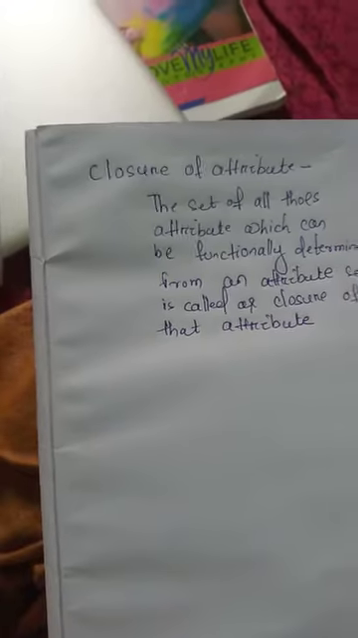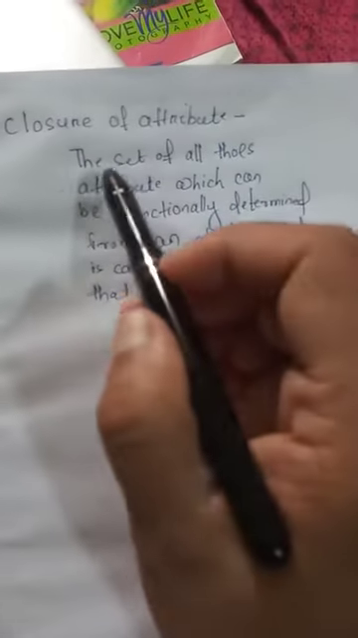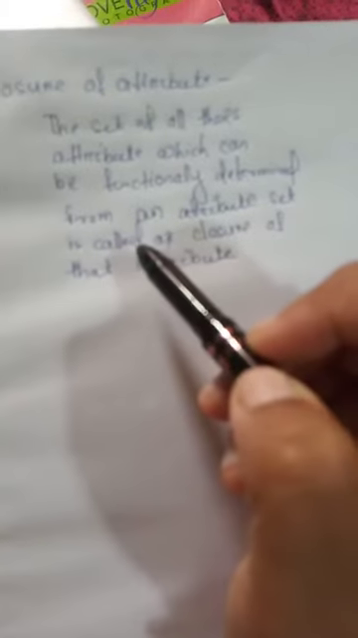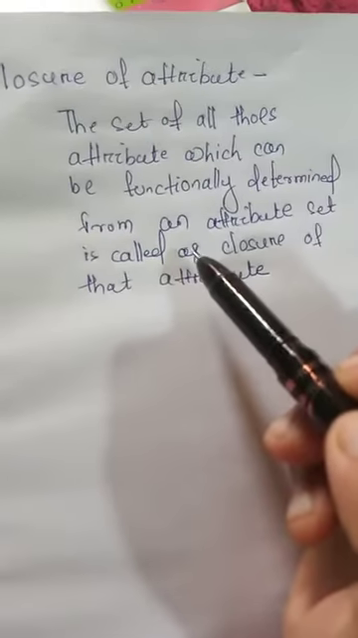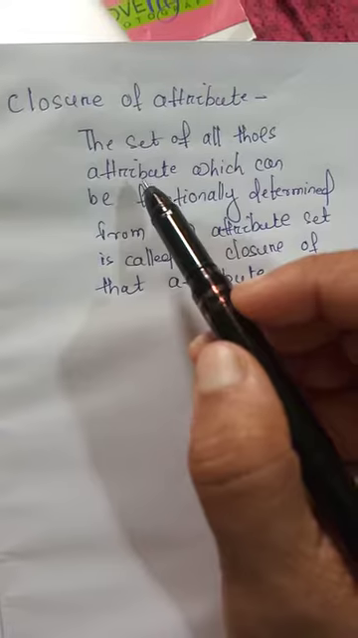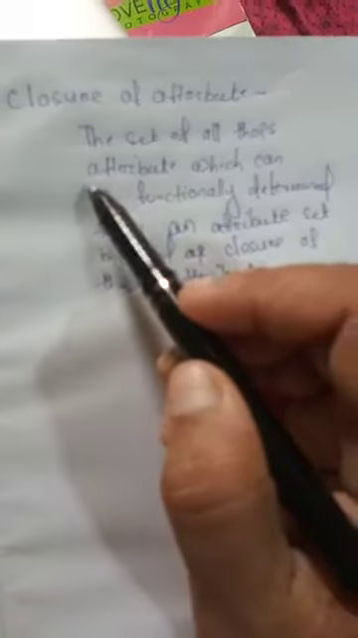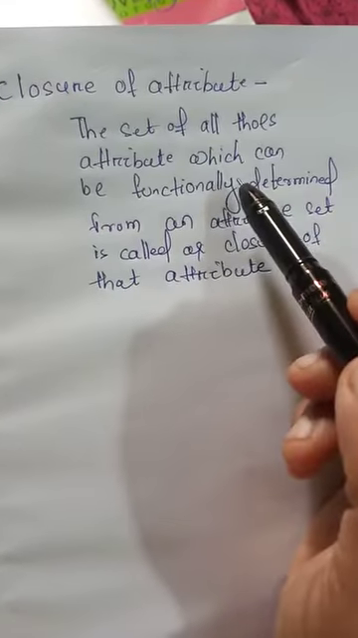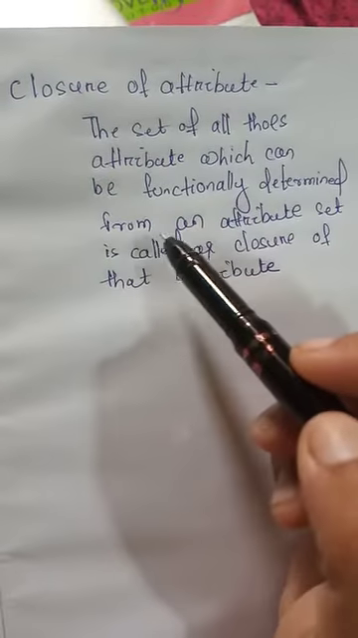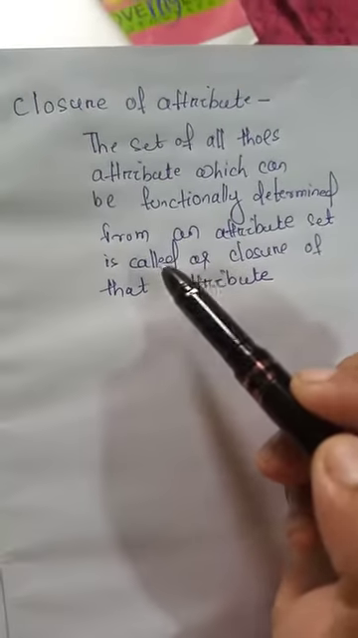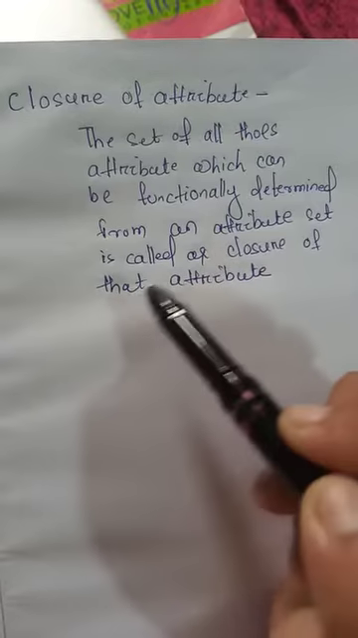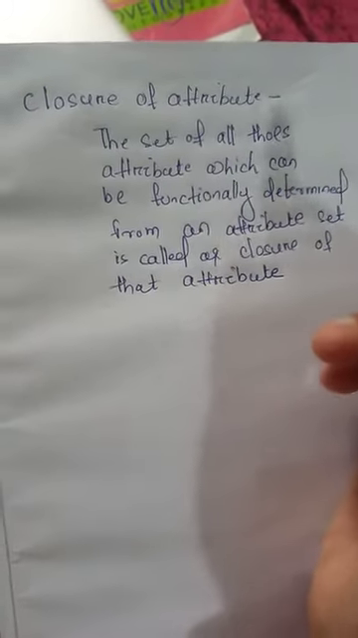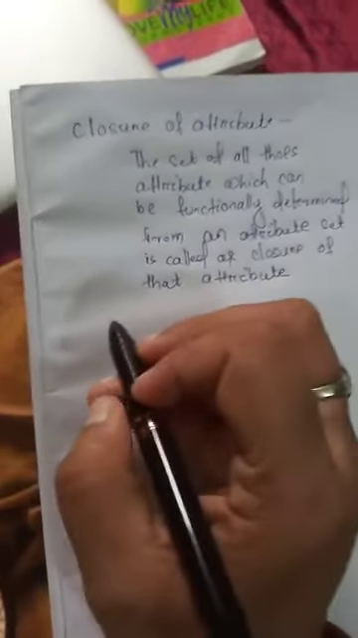Okay, the closure of the attribute is the set of all those attributes which can be functionally determined from an attribute set. That is called the closure of that attribute. Okay, so we have to take a relation.